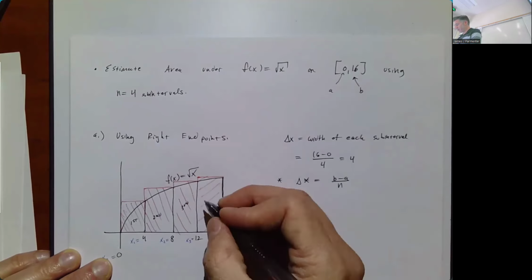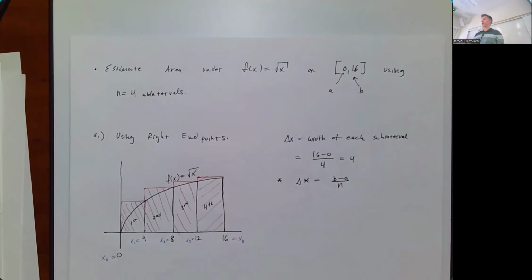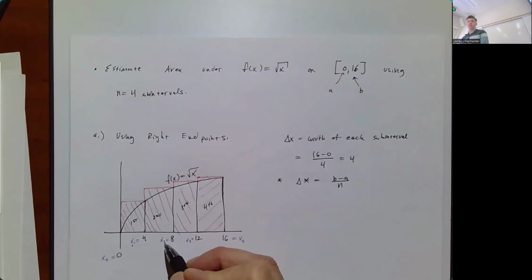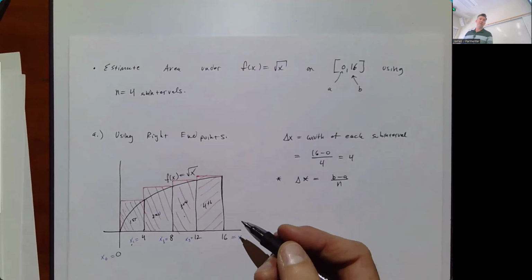And something I will point out is that if I'm using right endpoints to estimate the area under the curve, the endpoint I'm using for whatever subinterval I'm at has the same number as that subinterval. So for the first subinterval, I'm using x sub 1 as the endpoint. For the second, I'm using x sub 2. For the third, x sub 3. For the fourth, x sub 4. And that's always going to be the case if you're using right endpoints.